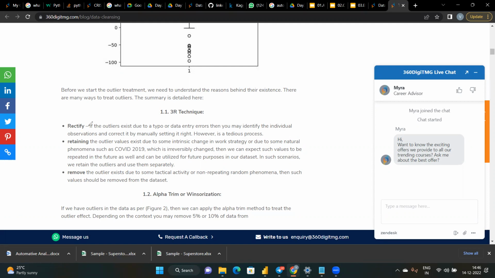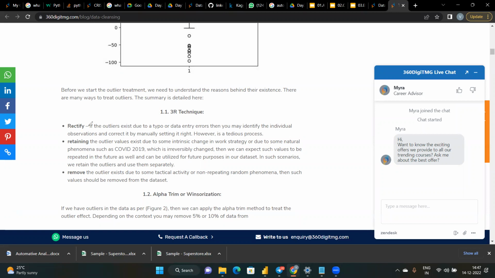It means, guys, if the outlier exists due to data entry errors, you may identify the individual observation, and this can be corrected manually. How is it done? By rectifying. And then the retaining thing: if an outlier exists due to an intrinsic change in work strategy, for example due to some natural phenomenon such as COVID-19, which irreversibly changed things, then the repeated values are going to be utilized for future purposes. In these scenarios, we retain the outliers and use them separately.